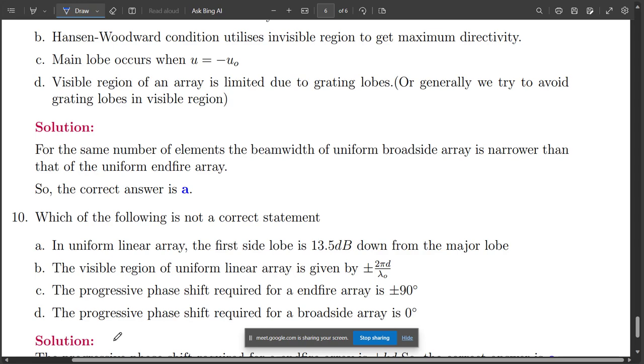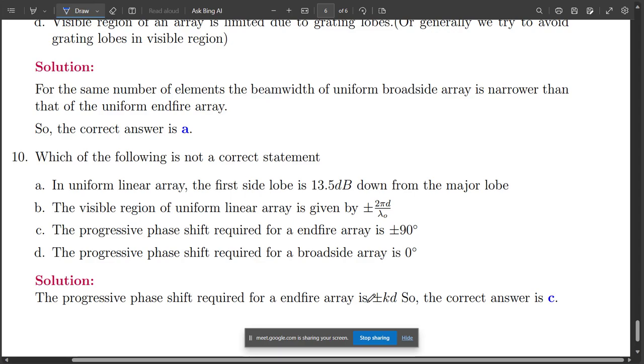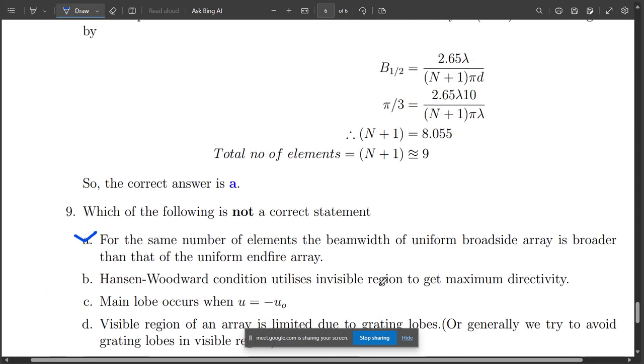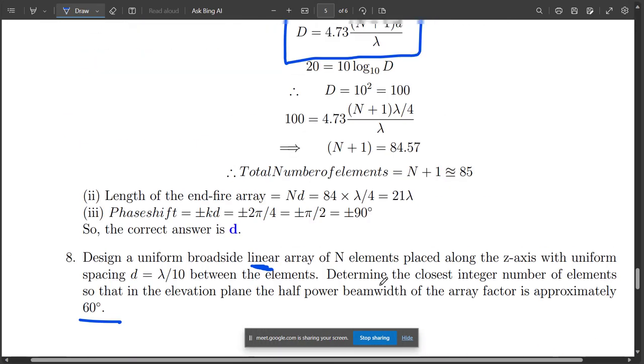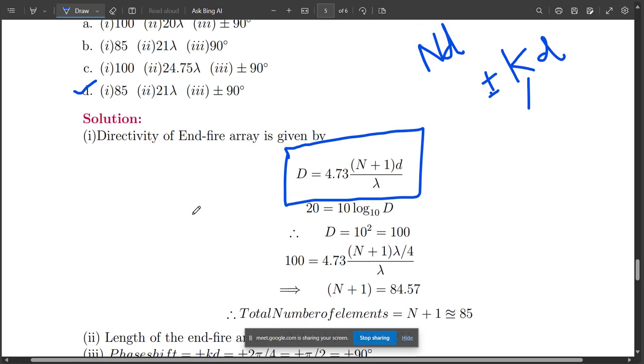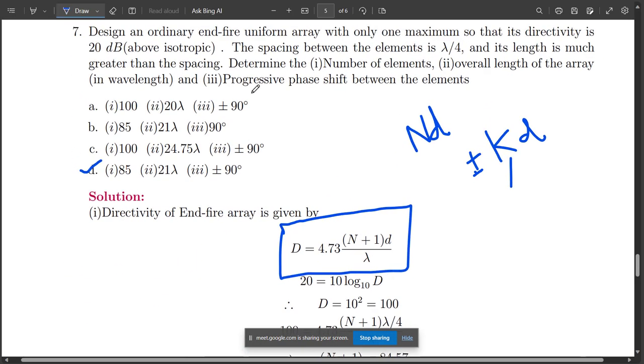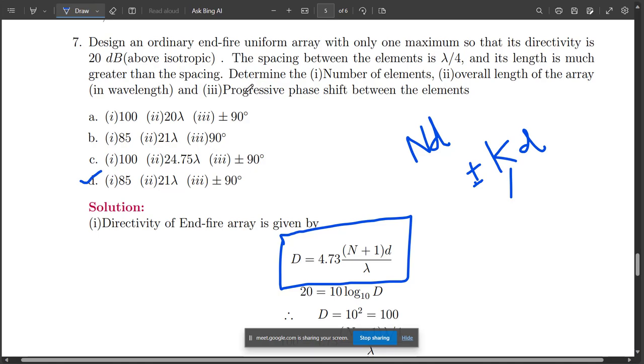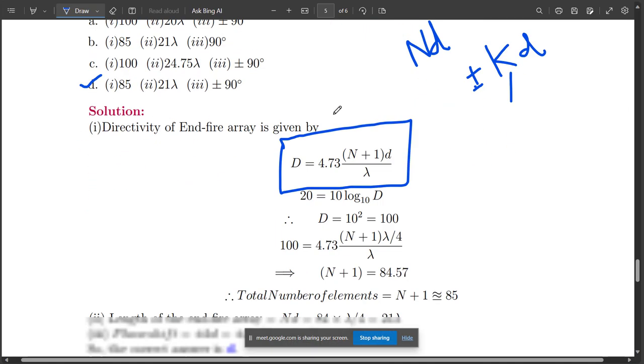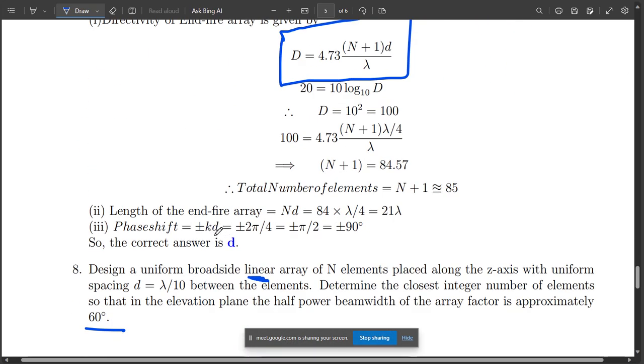Okay, I already discussed with you that the progressive phase shift required for end fire is plus minus kd. I discussed it with you, right? Here it was an end fire uniform array, and the progressive phase shift will be how much? Plus minus kd. I discussed this with you.